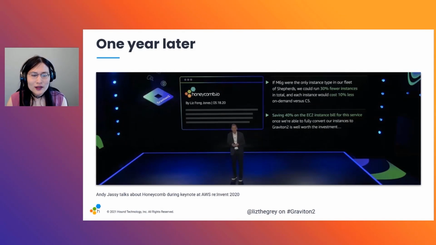So a year later, after the 2019 re:Invent keynote, it turns out that some of the work that I did to bring Graviton2 to Honeycomb wound up being featured on the re:Invent stage, where Andy Jassy featured our story. In this story, we outlined how after a month of prototyping, we were able to publish a preliminary blog post with our findings, saying that we were able to run 30% fewer instances and that each instance costs 10% less. This was migrating from C5 to M6G.